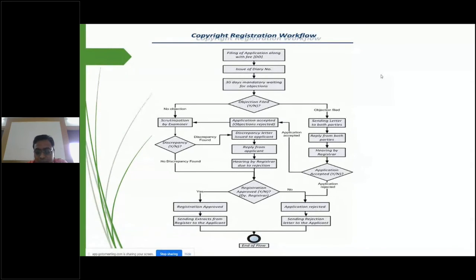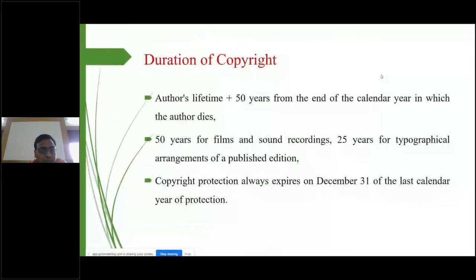Every individual can copyright it himself or herself. The duration of copyright is very long. For the author's lifetime, it means up to the life plus 50 years from the end of the calendar year in which the author dies. Means if the author dies in 2020, then 2020 plus 50 is 2070. The protection is up to 2070. It is 50 years for films and sound recordings also. But for typographical arrangement, there are only 25 years of copyright. Copyright protection always expires on December 31st of the last calendar year of the protection. It ends on the 31st.